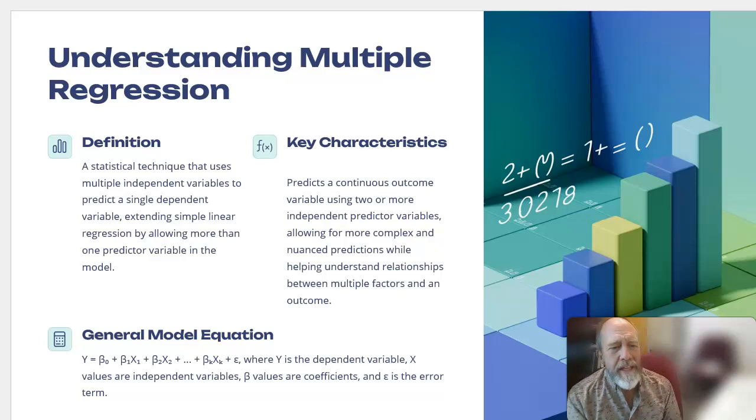In the case of this, the model is expressed very similar to the previous model. Y equals beta naught, that's your intercept, plus beta 1 times x1, plus beta 2 times x2, plus beta 3 times x3, and it can go up as many as you like. Lots of betas, lots of independent variables.